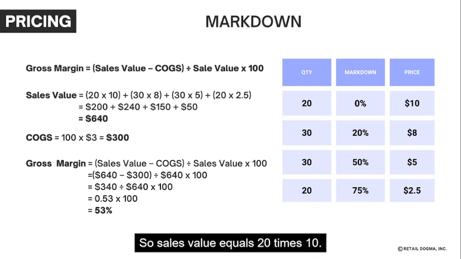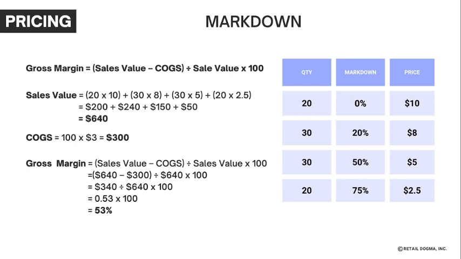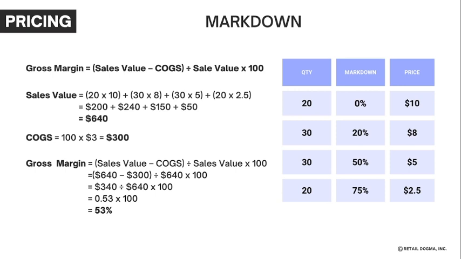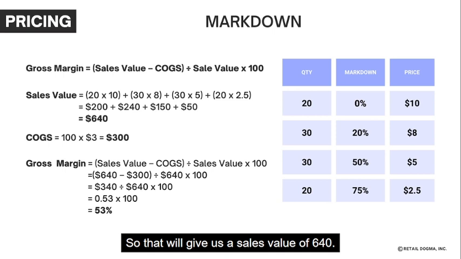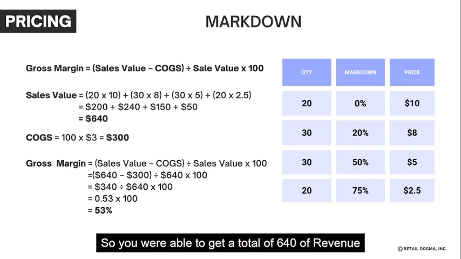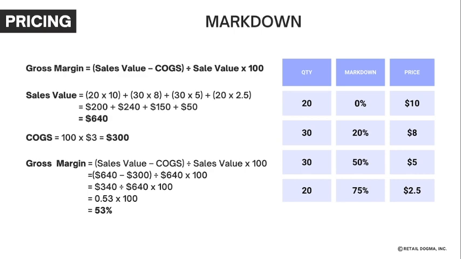So sales value equals 20 times 10 plus 30 times 8 plus 30 times 5 plus 20 times 2.5. So that will give us a sales value of $640. So you were able to get a total of $640 of revenue out of this order. And we know from the order cost that you bought 100 pieces at $3 each, so your cost value or COGS was $300.